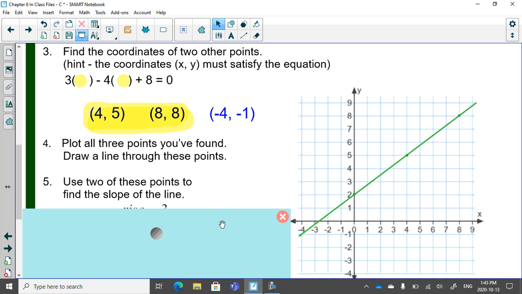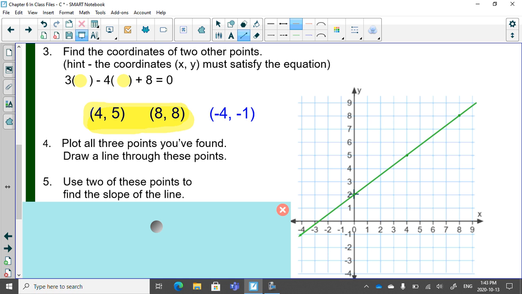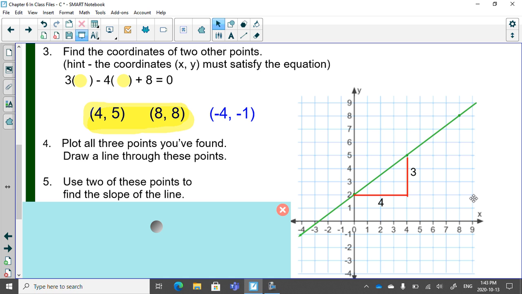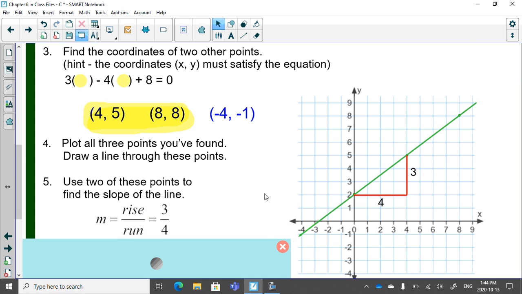Use two of these points to find the slope of the line. Okay, well, if I use the first point and the second point, I have a run, 1, 2, 3, 4, so a run of 4, and a rise of 1, 2, and 3, so a rise of 3. So if I were to use these 2 points and find a slope, whether it's 4 over and 3 up, or whether you use the second point, you went 8 over and 6 up, you're still going to reduce this down to a rise of 3 and a run of 4. So that's what I got right there.